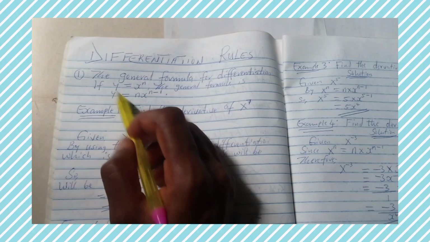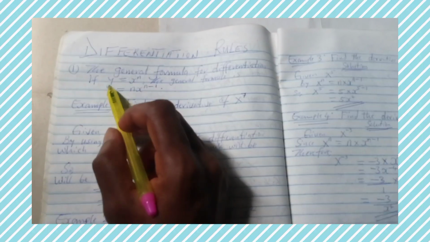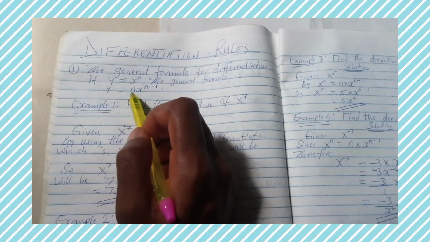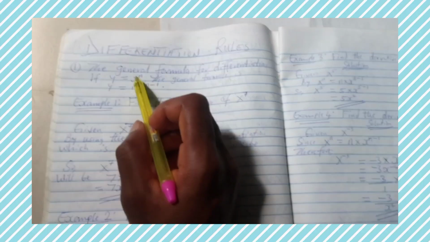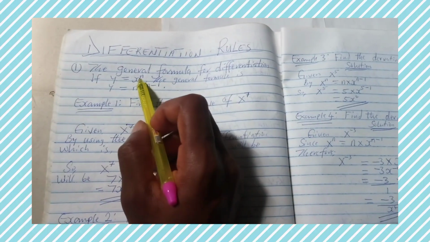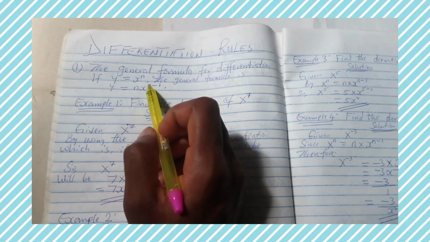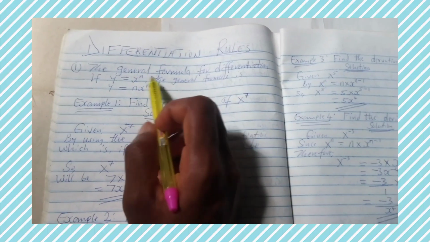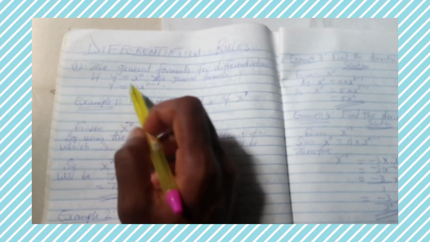So how to differentiate this particular function of y equals x raised to the power of n is by getting what our y' will be, which equals n x raised to the power of n minus 1. That means this n will come in front of this function x, which is n times x. Then you still have the n on top of the x, subtract 1 from the n. This is the general formula for differentiation, and it's also called the power rule in differentiation.